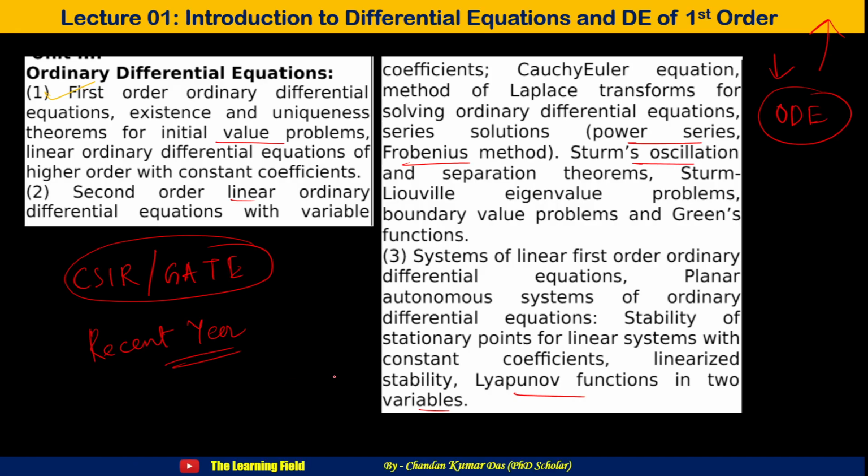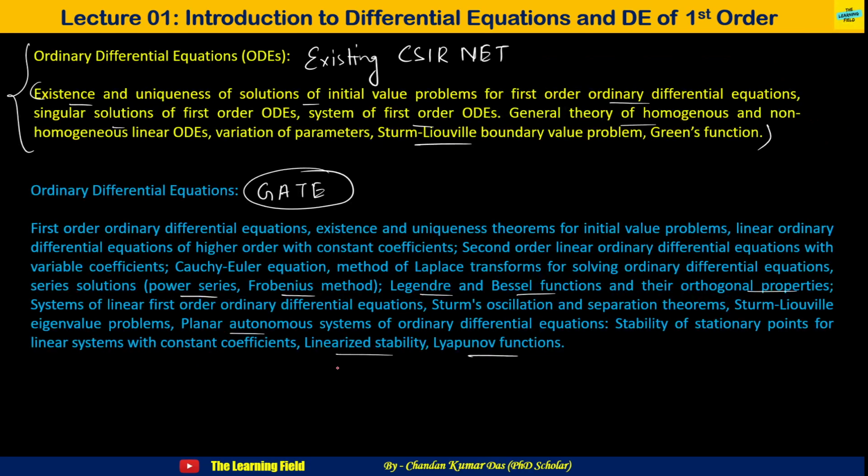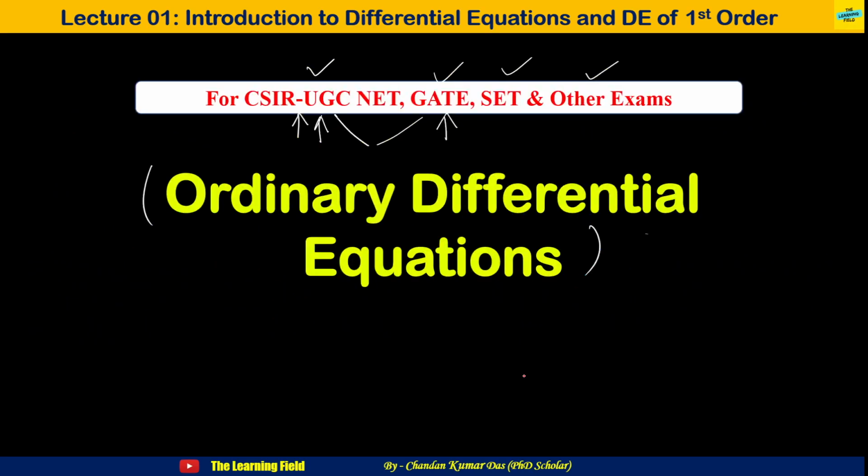So now we will focus according to the new syllabus of CSIR NET and also for the GATE exam. See, the only difference is the Legendre and Bessel polynomial orthogonal properties. They are just a small portion. This is not included in the CSIR NET syllabus, or maybe one or two terms. So we will cover the syllabus in such a way that all the things of CSIR NET and GATE exams will be covered. We'll start from the very basics and go up to a high level also.